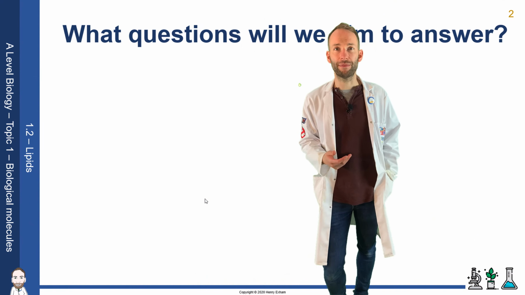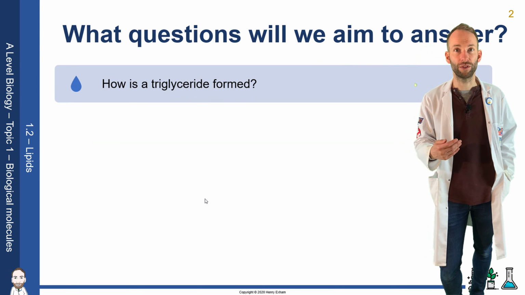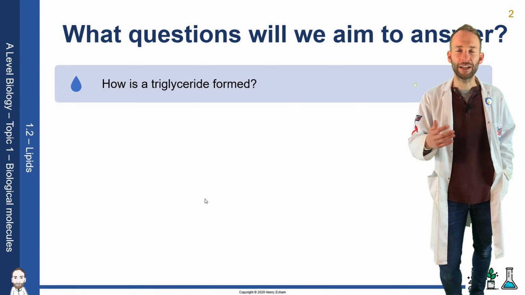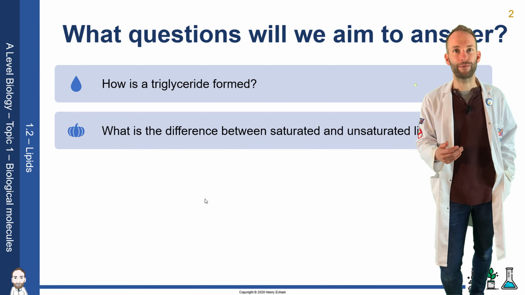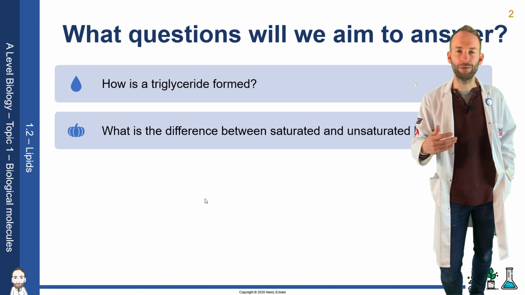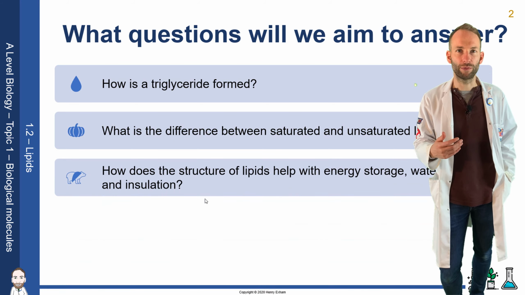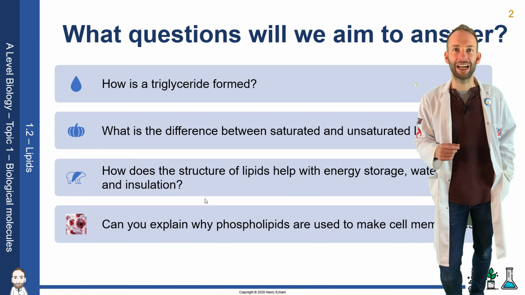So, what are we going to learn about in this lesson? We're going to learn about something called a triglyceride and how that is formed. We're going to learn the difference between different types of lipids, saturated and unsaturated. We're also going to look at the structure of lipids in more detail and how that helps with the idea of energy storage, waterproofing and insulation. And we'll look at a particular type of lipid called a phospholipid, which are used to make cell membranes.